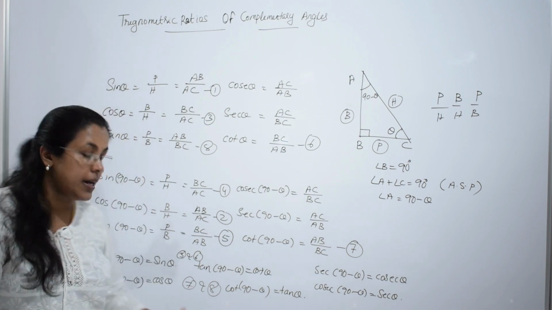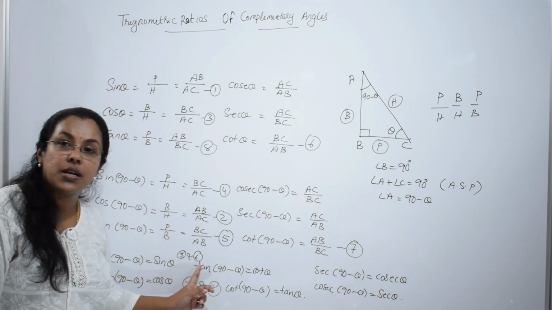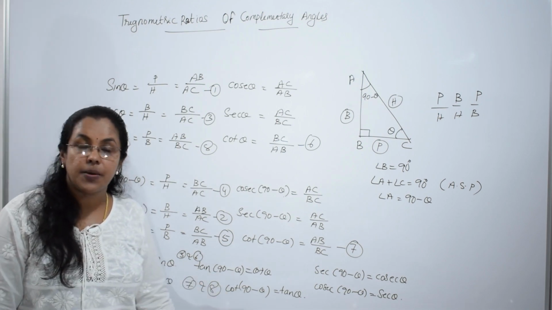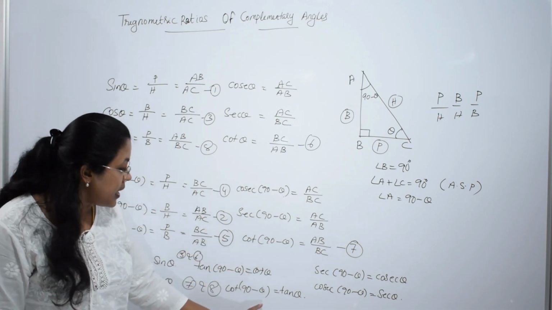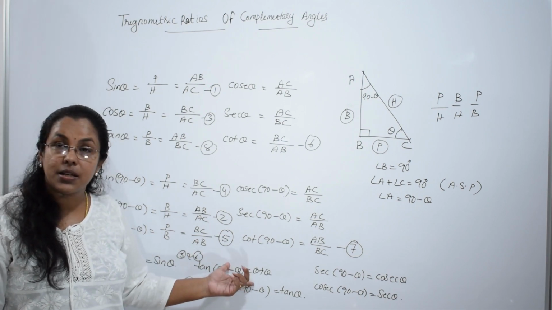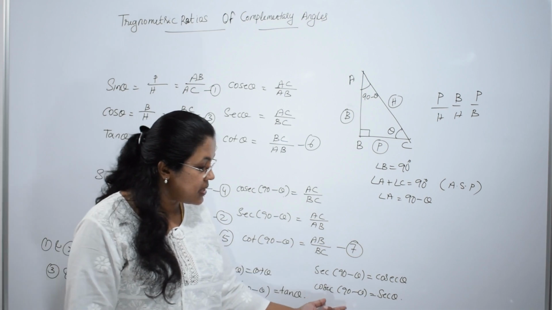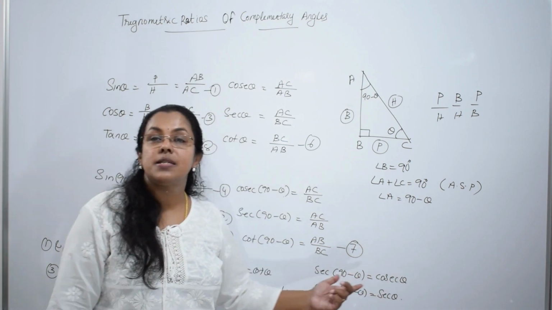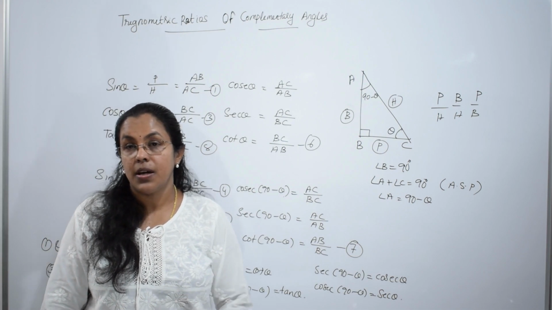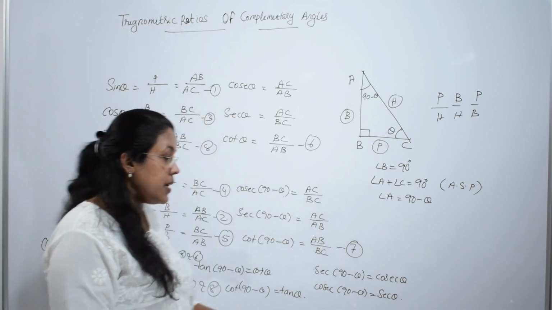So what can we write? Sin(90° − θ) is cos θ and cos(90° − θ) is sin θ. Tan(90° − θ) is cot θ and cot(90° − θ) is tan θ. Cosec(90° − θ) is sec θ and sec(90° − θ) is cosec θ. Okay, is it clear? This is the reason.